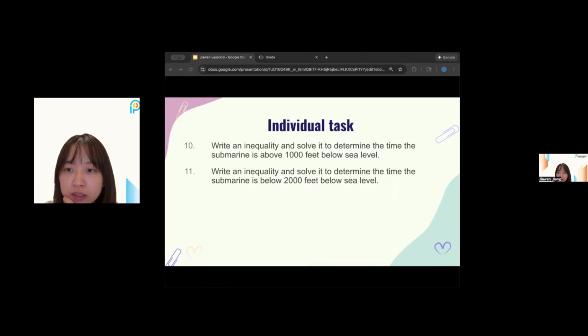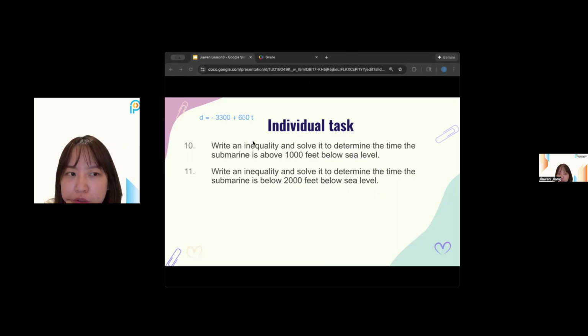Here are two questions, and the same problem is still the submarine. So remember our equation, we already know this information: the depth equals minus 3,300 plus 650 times t, okay? Try to solve these two problems by yourself, and use your calculator. I'm going to give you 3 minutes. And then let's talk about these two questions.